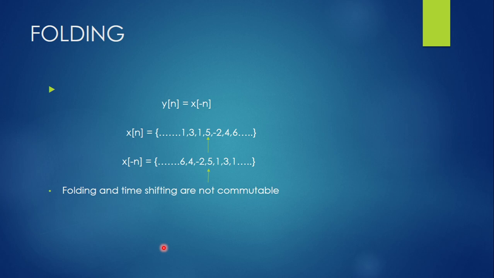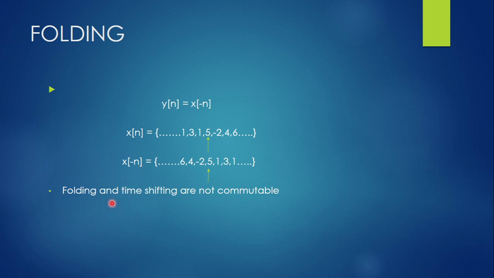Now, next is the folding. Folding is taking the mirror image of the sequence around the 0th sample. You put all these samples on that side, you put all these samples on that side. Now minus 2 will become 1 and 1 will come over here. 4 will come at 3, 3 will come at 4. 6 will come at 1 and 1 will come at the 6. So this is known as the folding, x[minus n].